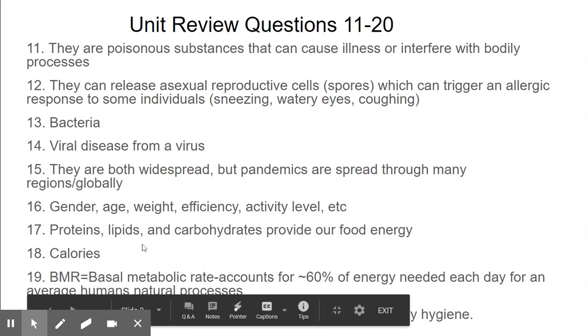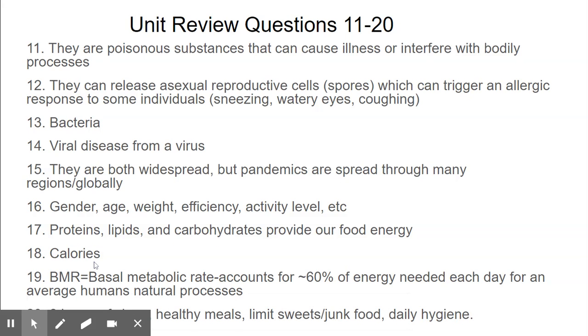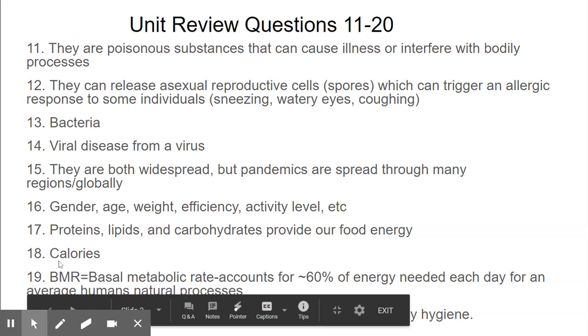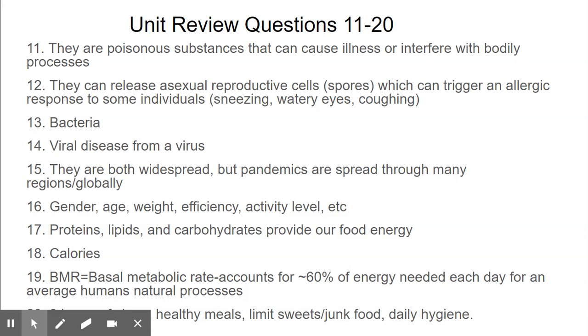Okay. Number 17, from what 3 types of food do we get our energy? We know it comes from proteins, lipids, and carbohydrates. Number 18, we measure food energy in the unit called calories. Number 19, BMR stands for basal metabolic rate, and that accounts for 60% of the energy needed for an average human's natural bodily processes. This does not include exercising or exertion, but just cellular functioning and repair.